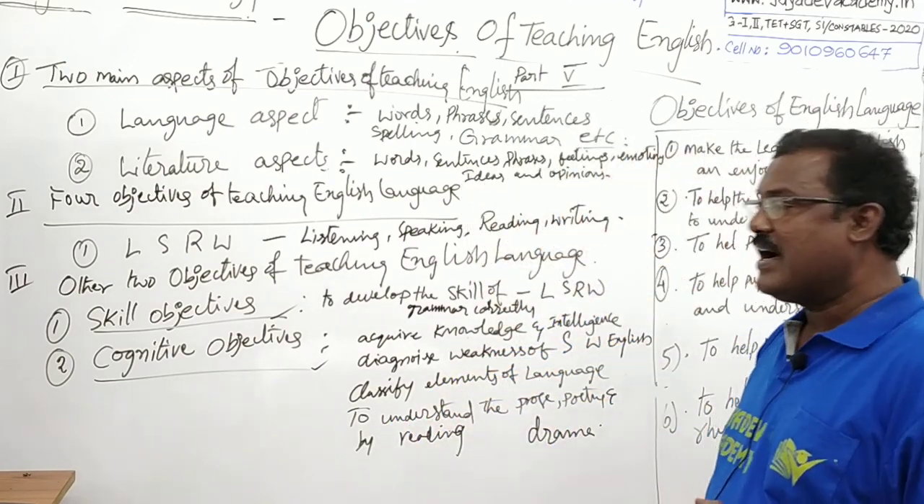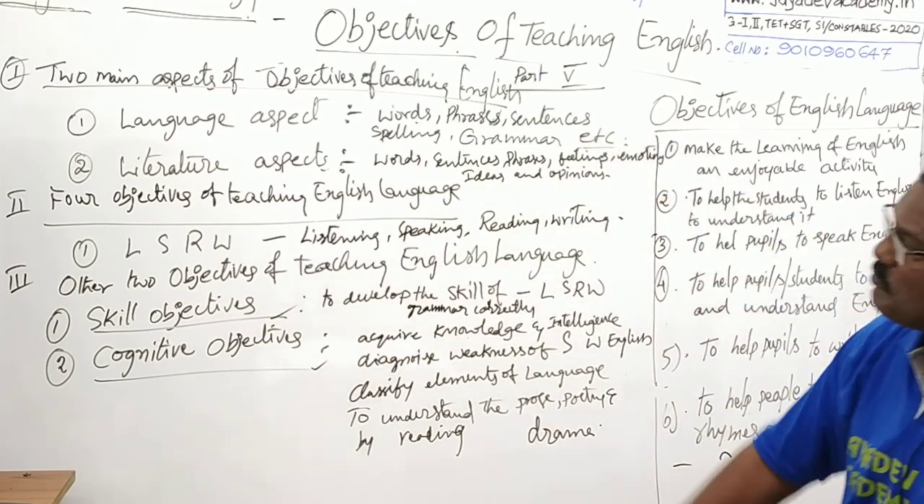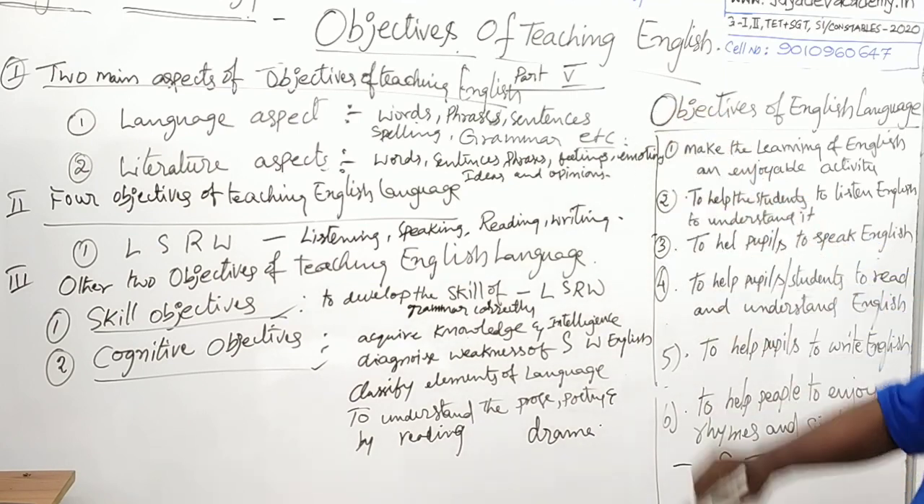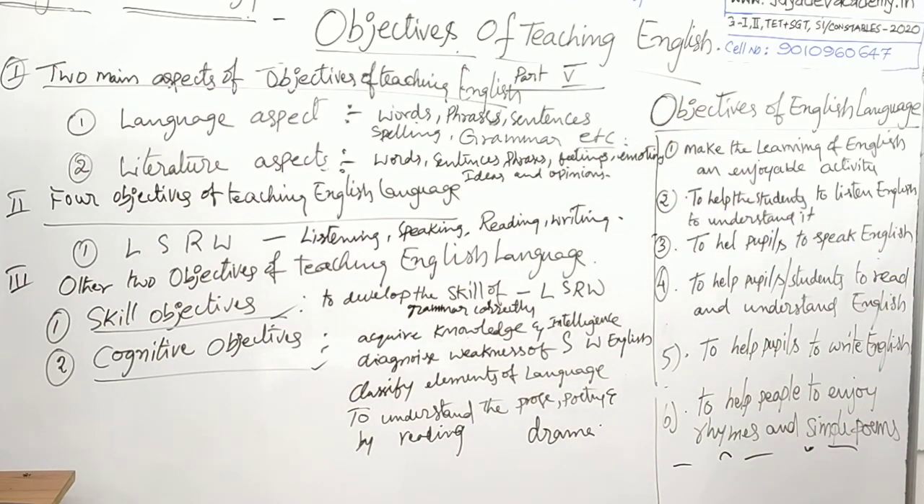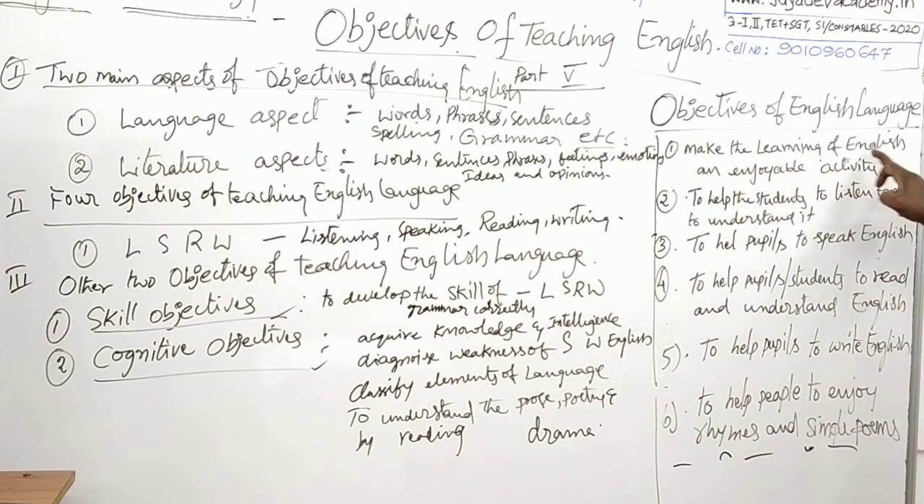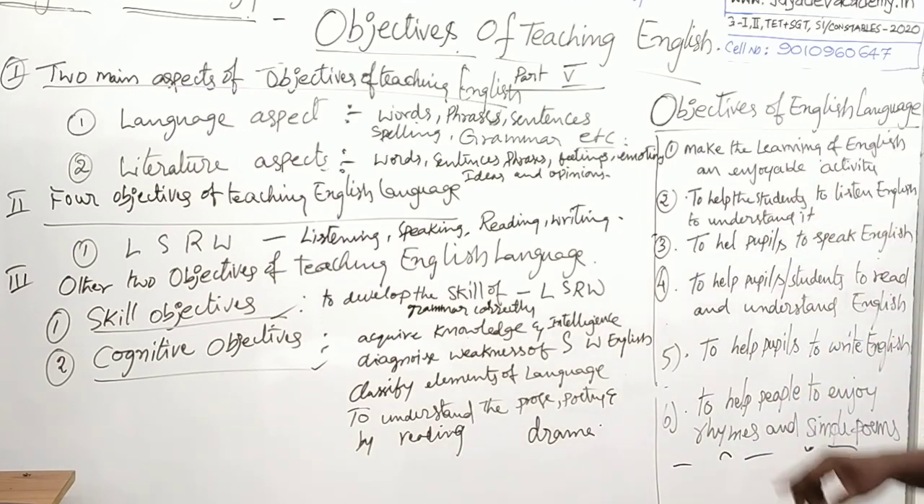And here mainly we divided objectives of English language into 6 parts. These are also important parts, and overall we divided objectives of English language into 6 parts. People may say 8 parts or 7 parts, whatever it may be. Now the first part: make the learning of English an enjoyable activity. This is the role of the teacher.